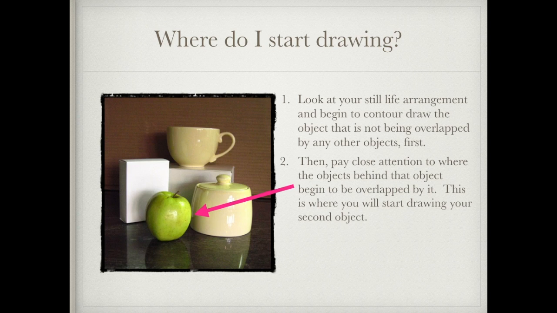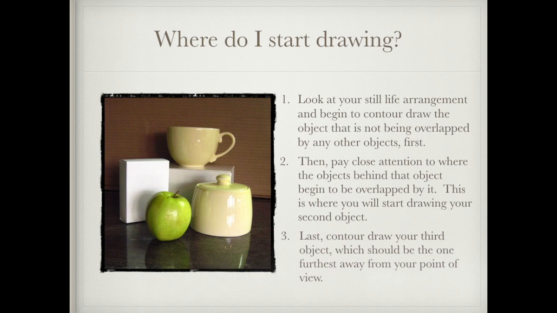Notice how the apple slightly overlaps the container here with a lid. Then finally, contour draw your third object, which should be the one furthest away from your point of view, such as the box here.